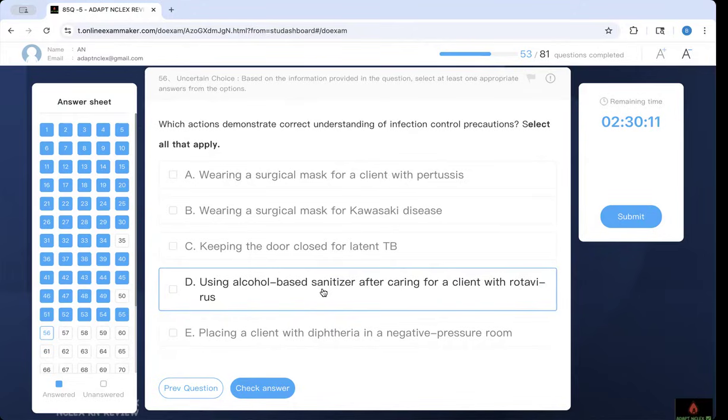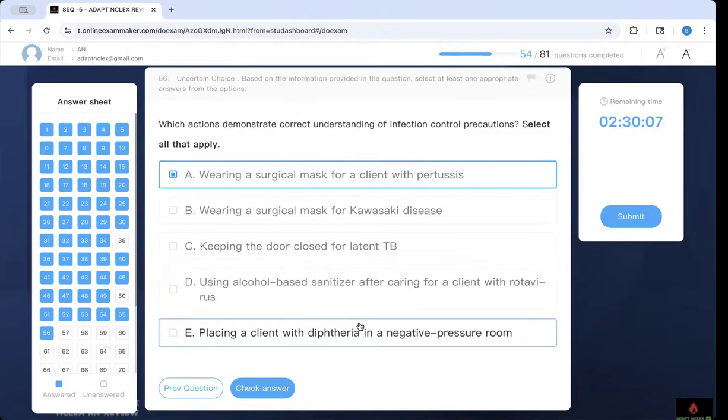Wearing a surgical mask for pertussis? Yes, because it's droplet. Wearing a surgical mask for Kawasaki? Kawasaki is a standard precaution. You don't need to wear anything.